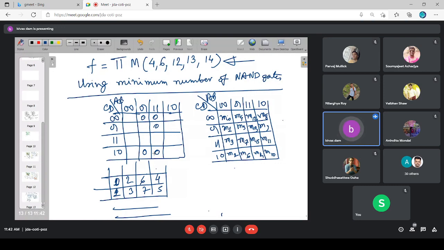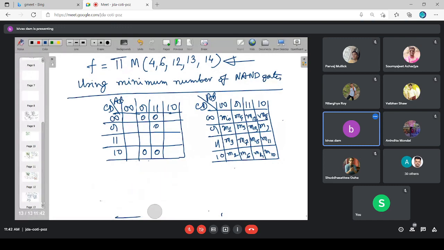If we are asked to realize the function in a minimized POS format, what will be the function representation? If I ask to realize the function in minimized POS format, product of sums format, how many groups will be there? Remember, when you are going for minimization using POS format, it is the zeros you are interested in, not the ones.